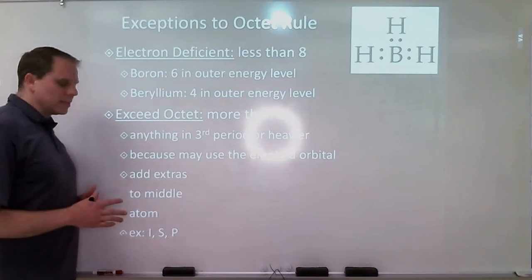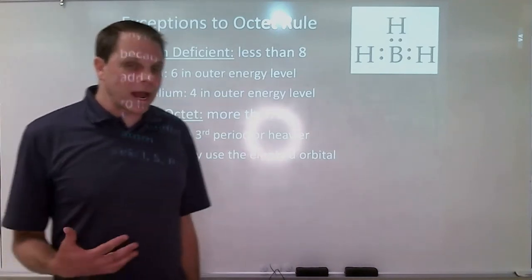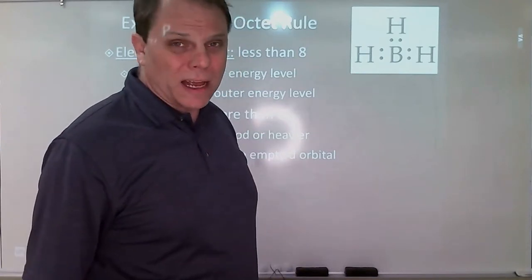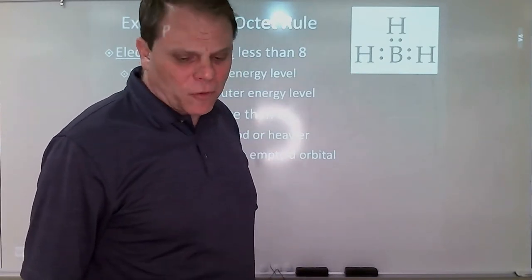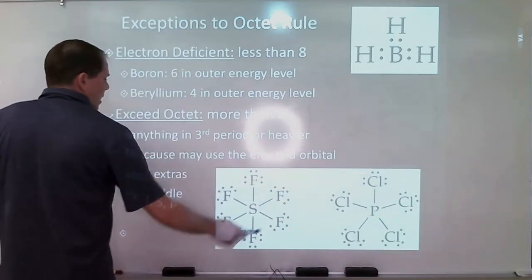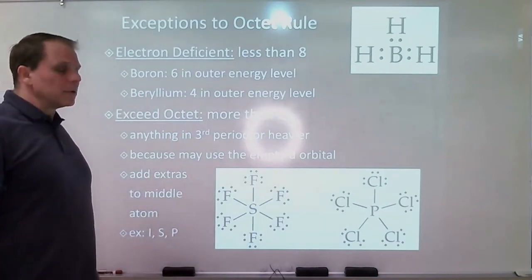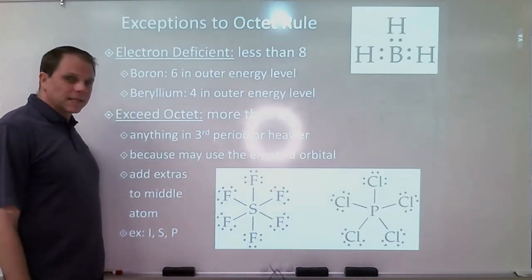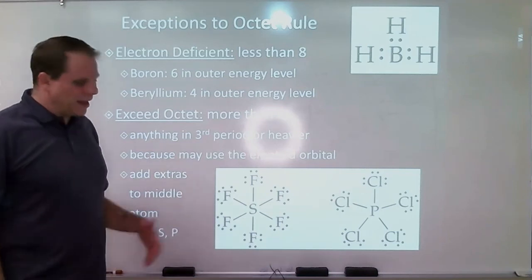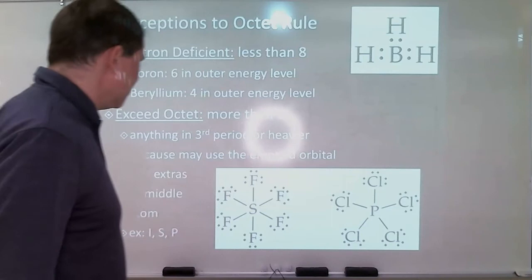And that's where you get some of these weird things where you actually have sulfur hexafluoride, and sulfur has 6 fluorines surrounding it. So sulfur has a total of 12 electrons. It's kind of weird. Here's sulfur hexafluoride. Here's phosphorus pentachloride, okay? Some weird examples, but you need to know that there are exceptions to the octet rule. And yeah, just be ready, right? Chemistry is full of exceptions.